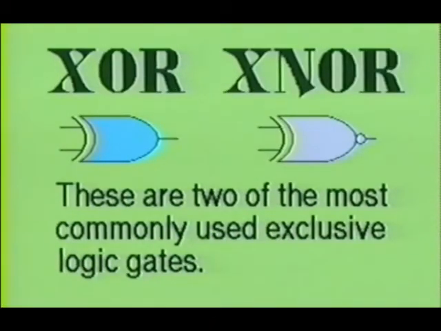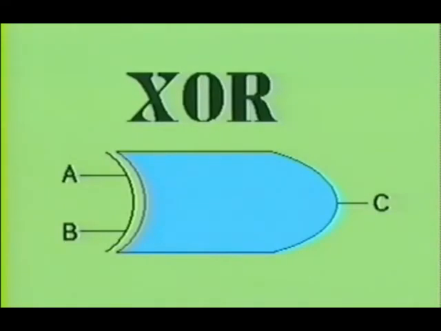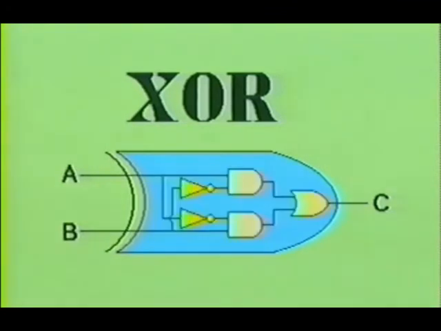Here we see two more commonly used gates which are referred to as exclusive logic gates. Shown on the left is the exclusive OR gate, and shown on the right is the exclusive NOR gate. Notice the letters used to designate each gate. The first gate we shall observe is the exclusive OR gate. The exclusive OR gate is the most widely used in the exclusive logic family. This gate is used frequently in digital arithmetic circuits.